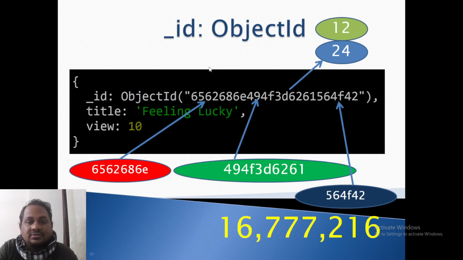So let's try to understand this big value. It's 12 bytes of information, so that means it will take 12 bytes of storage, which is basically a 24 character hexadecimal string. It is divided into three parts. The first 4 bytes is the timestamp. The next 5 bytes of information is a randomly generated number, random values. And the last 3 bytes is the incrementing value. We will talk about this.